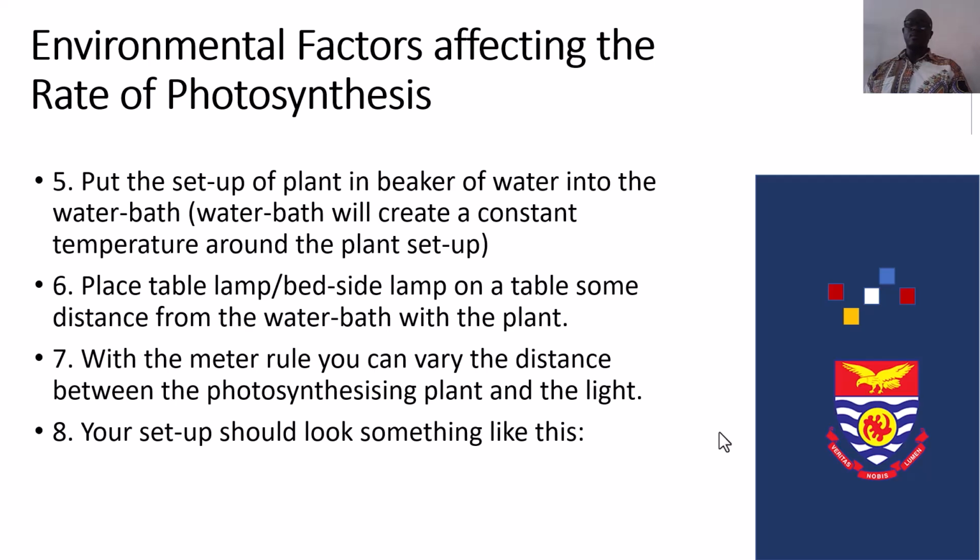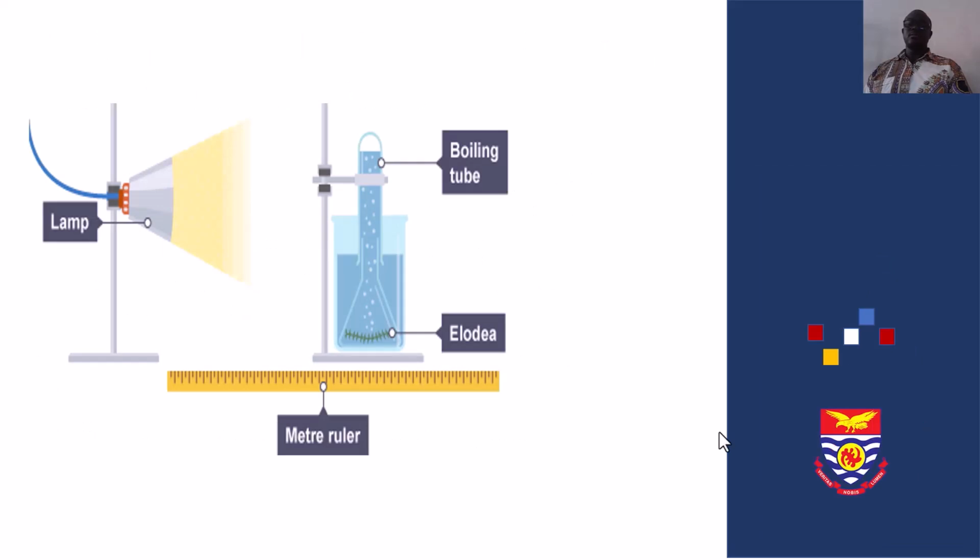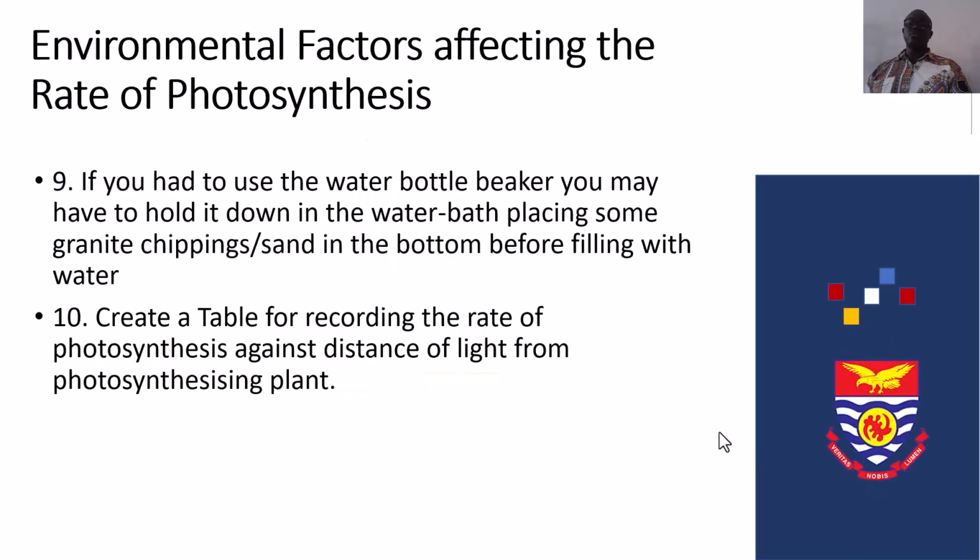Place a table lamp or bedside lamp on a table some distance from the water bath with the plant. With the meter rule, you can vary the distance between the photosynthesizing plant and the light. Your setup should look something like this. Here you have a lamp held by a clamp, then a boiling tube, your Elodea plant, and your meter rule, which you use for taking and recording your measurements. If you use the water bottle beaker, you may have to hold it down in the water bath, placing some granite chippings or sand in the bottom before filling with water.